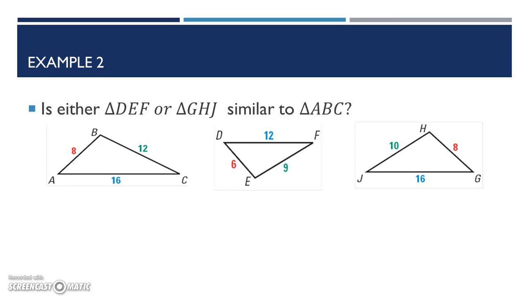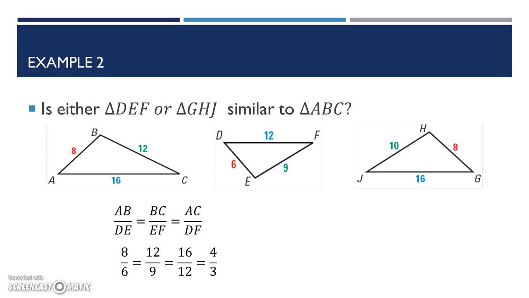So we check the small one, 8 is to 8, that's 1. The green, 10 to 12, that is 5/6, which is not 1, so that one is not similar to triangle ABC. So I know for a fact that DEF is similar to ABC.